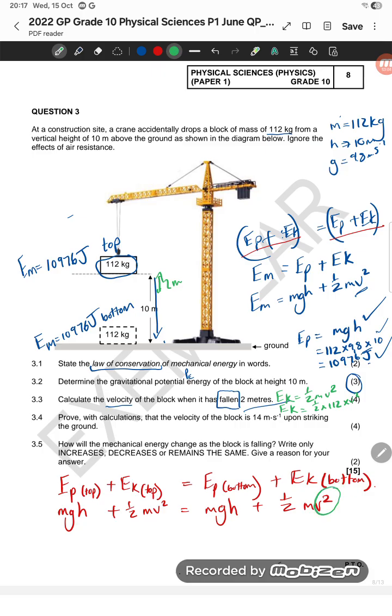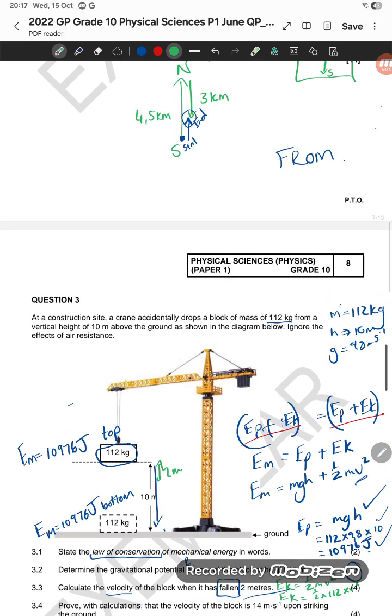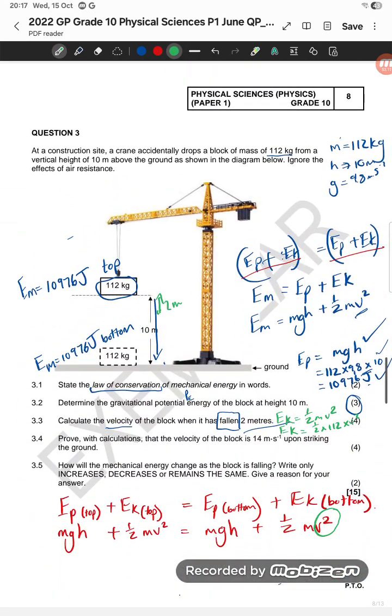But be very careful. I'm not actually going to be at the bottom. The bottom is going to be 2 meters away. Wait, let me think. The height fallen is going to be 2 meters, so my new height is going to be 8 meters.